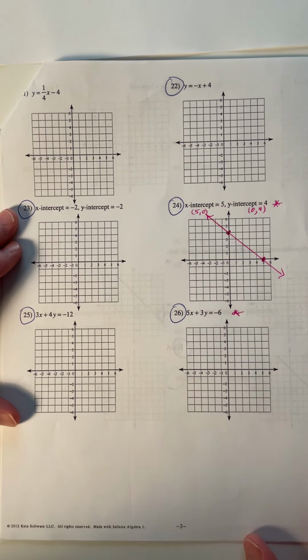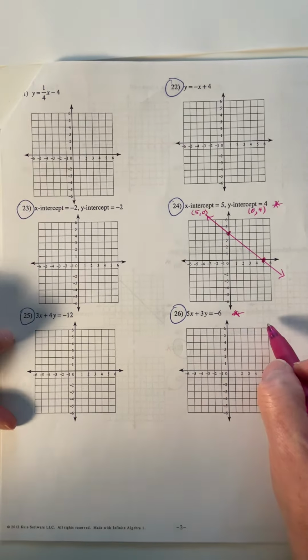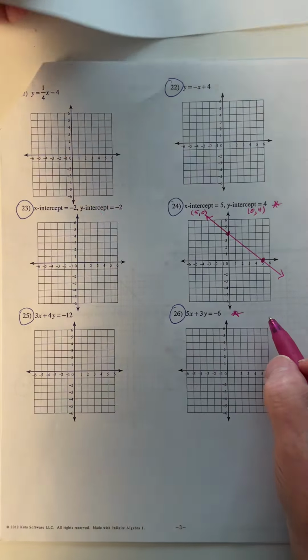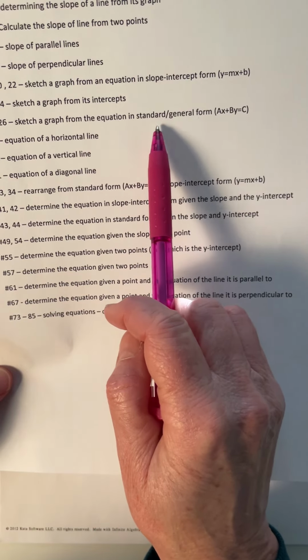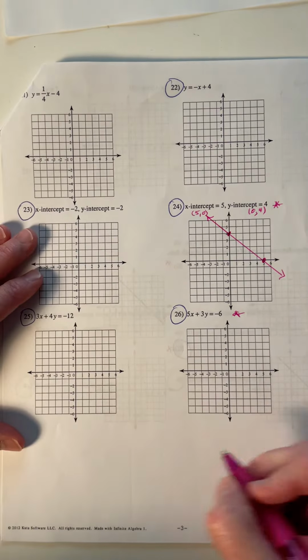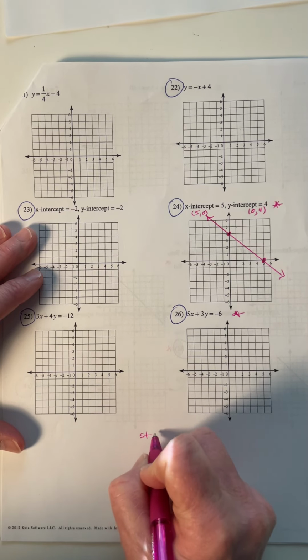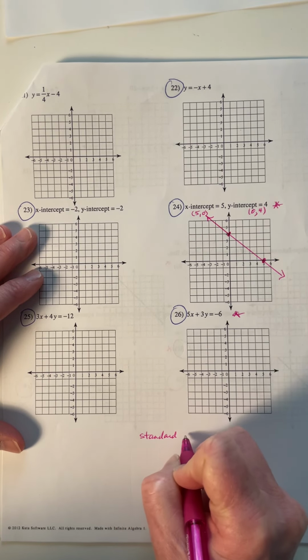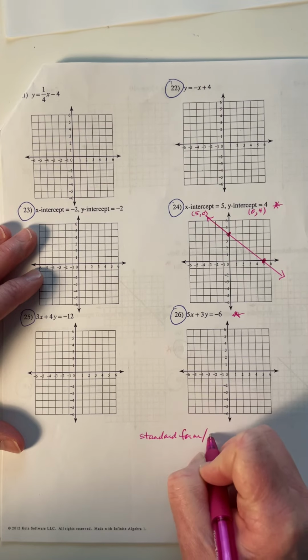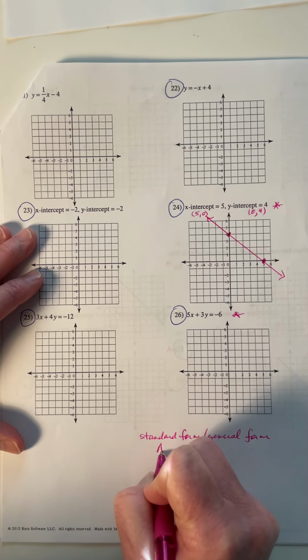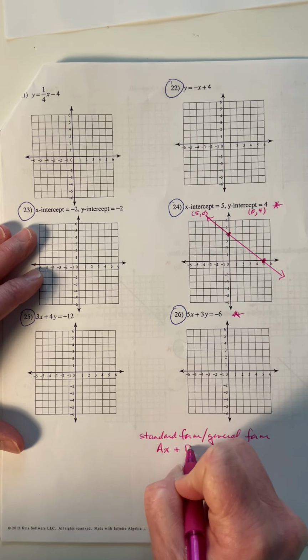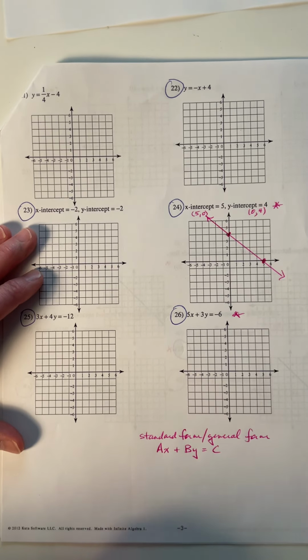Okay, so the next part we're doing here, we're starting with our skills: sketch a graph from the equation in standard or general form. All right, so I need to talk about that a little bit with you. So standard form or general form, it can be called either of those things, is capital Ax plus capital By equals C.